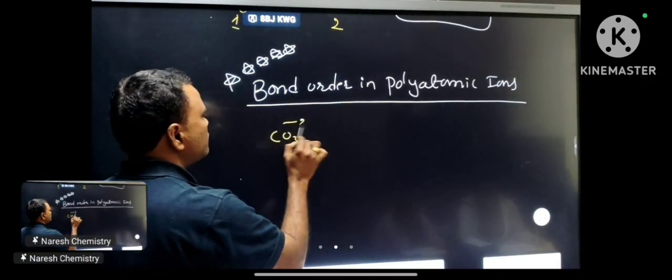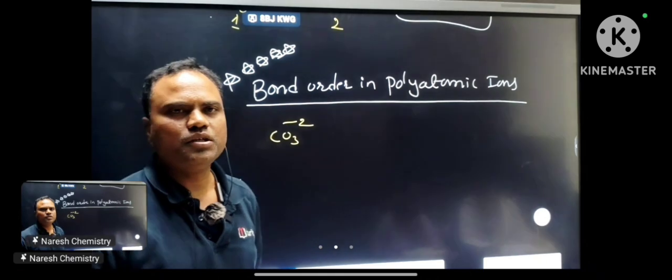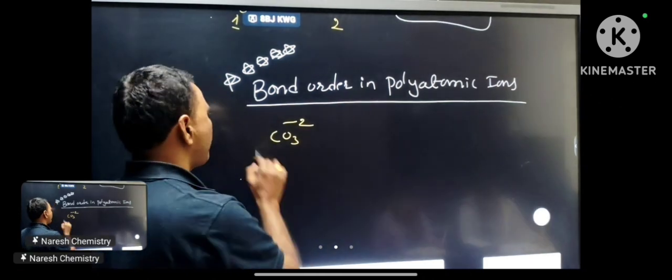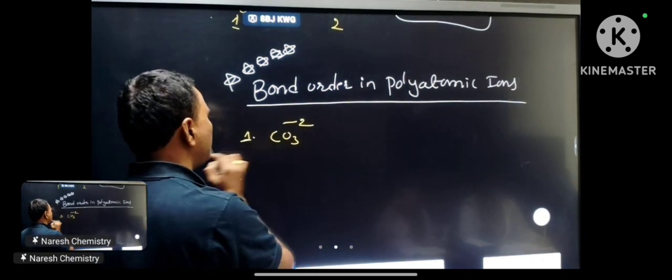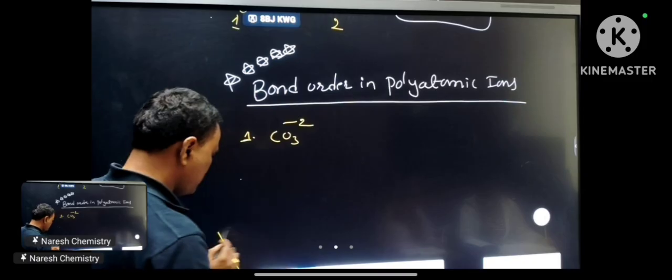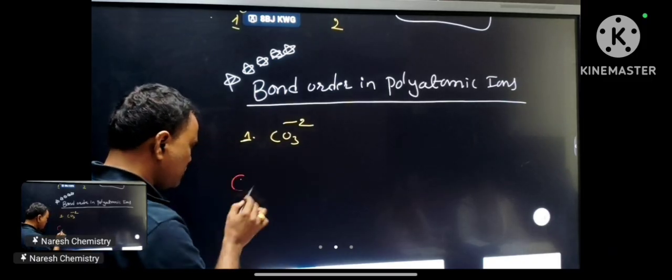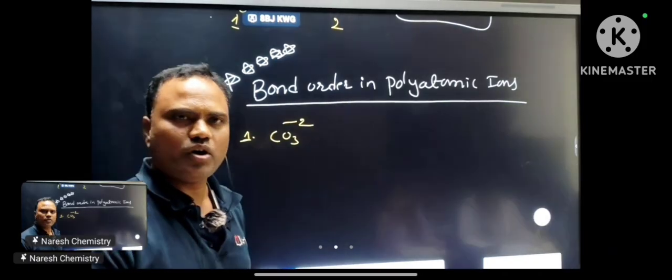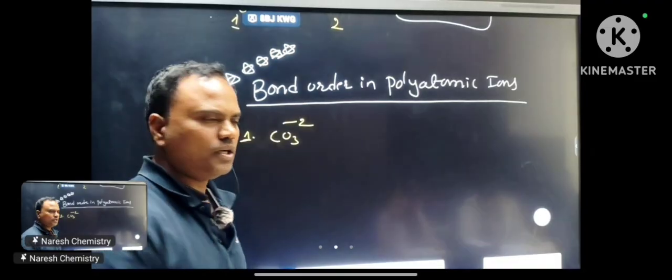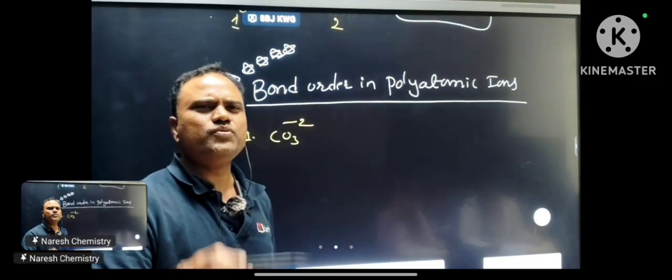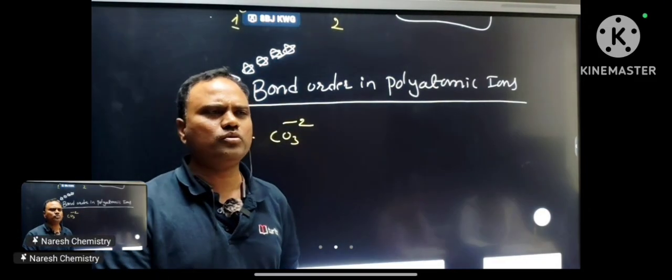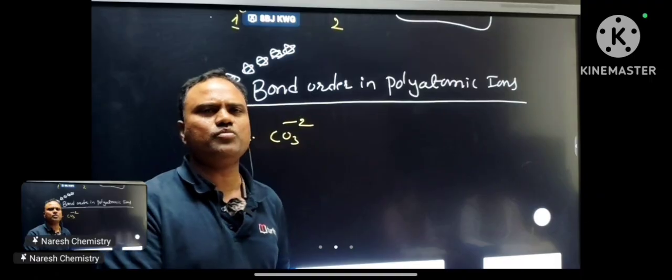CO3 2-. What is the bond order in CO3 2-? First of all, let us write the formula for bond order of polyatomic ions. In general, we use the 14 electron table or MO theory, molecular orbital theory, sigma 1s, sigma star 1s.